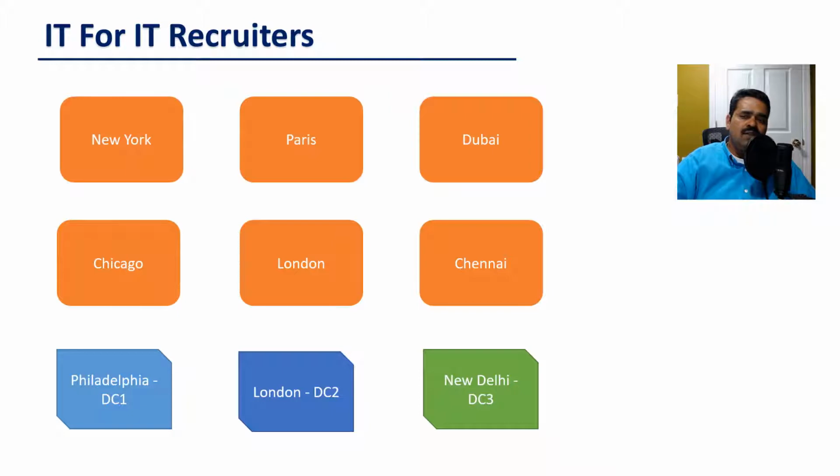Now, let us take a look at how a big corporation is set up. Typically, it will generally have multiple offices across a nation or even worldwide offices. For example, there could be offices in places like New York, Paris, Dubai, Chennai, London, Chicago, etc. Then they could set up multiple data centers based on the location and the business need. For example, New York and Chicago are located on the east coast of the US. So probably they could set up a data center in Philadelphia, which is also on the east coast of the USA.